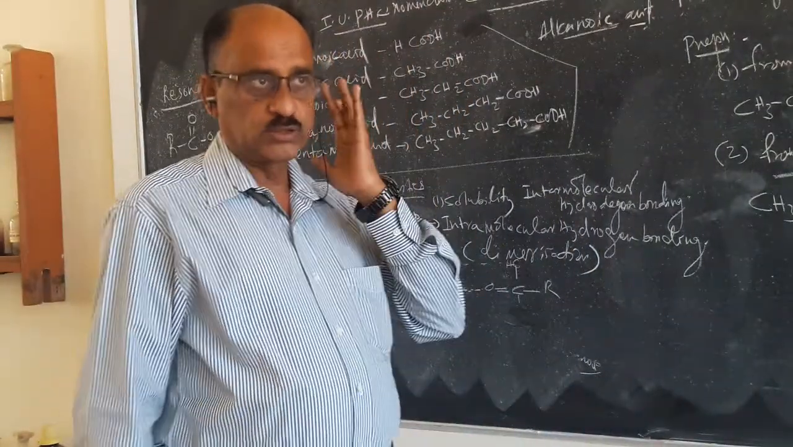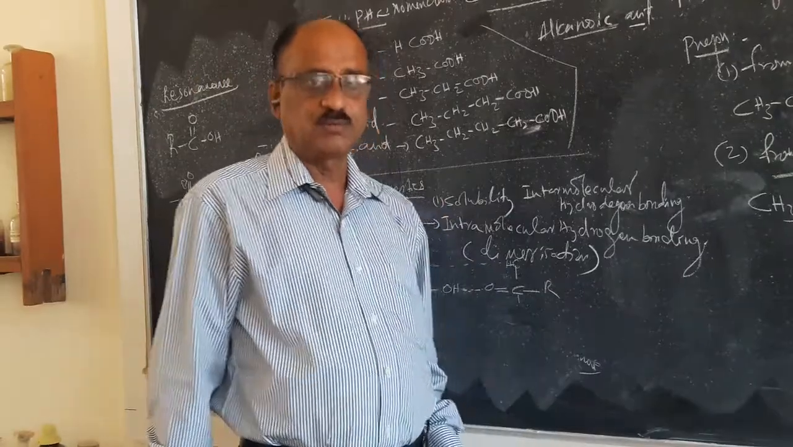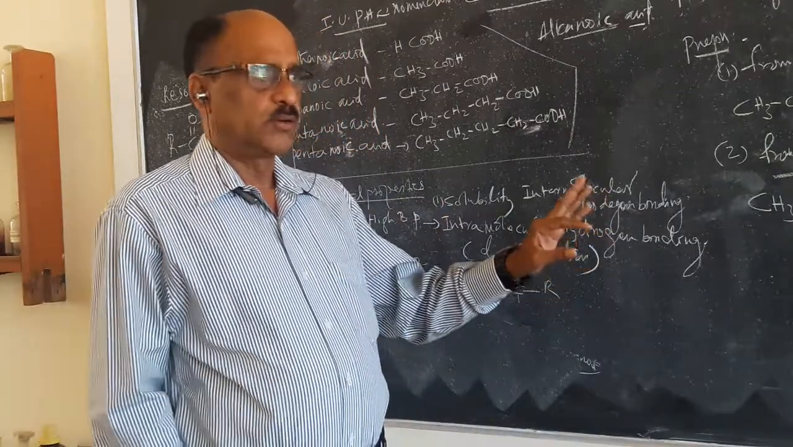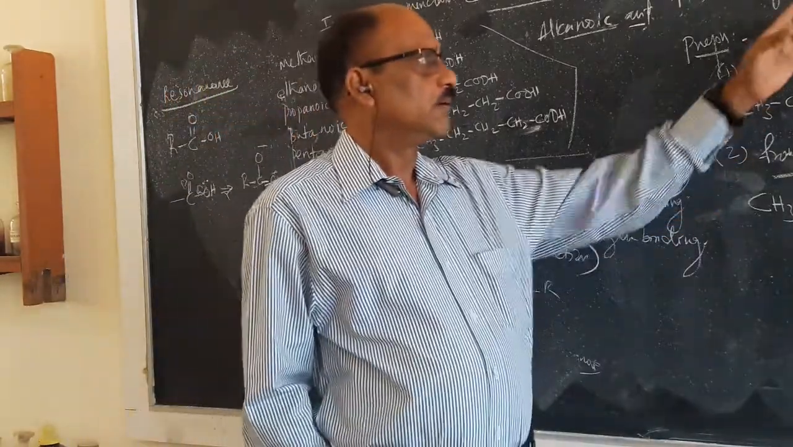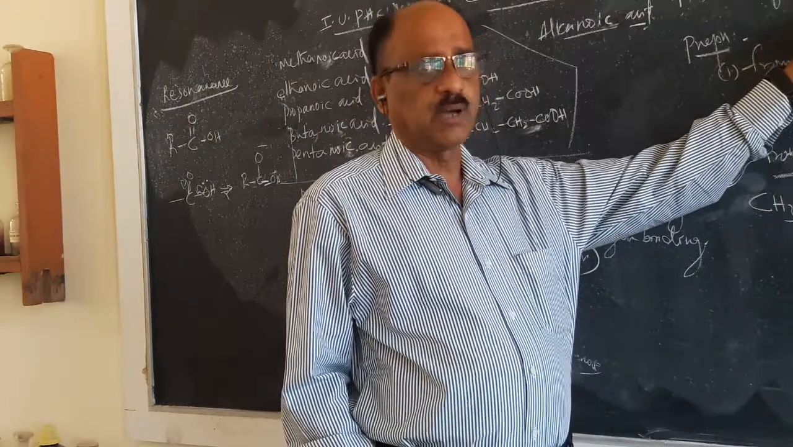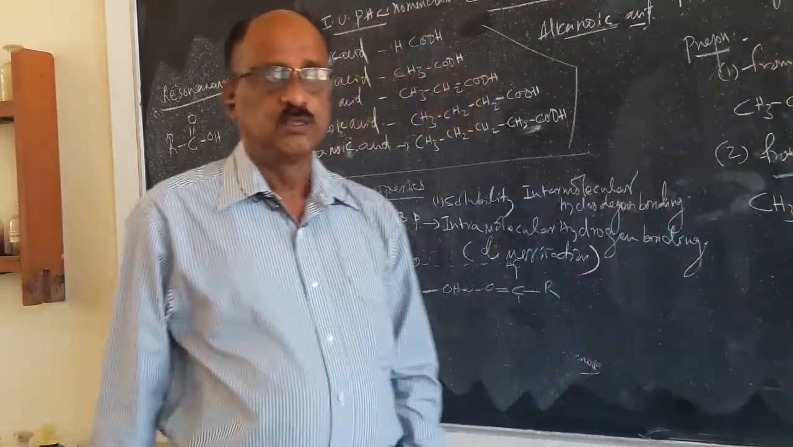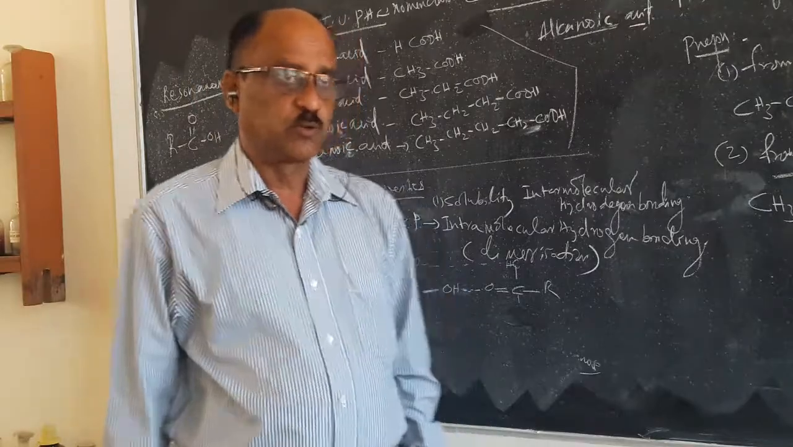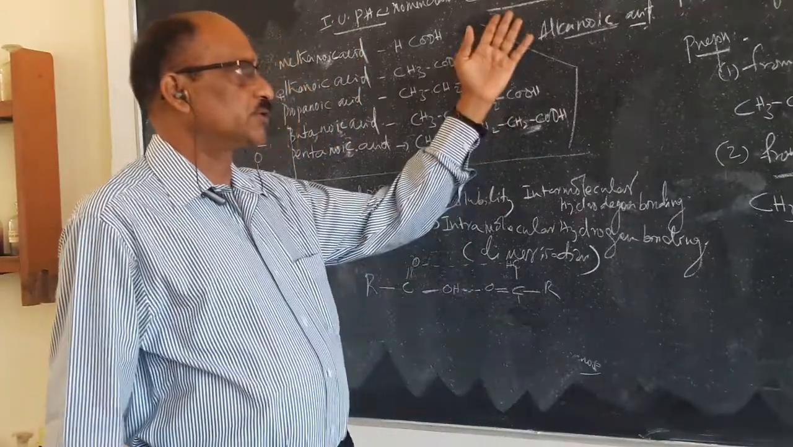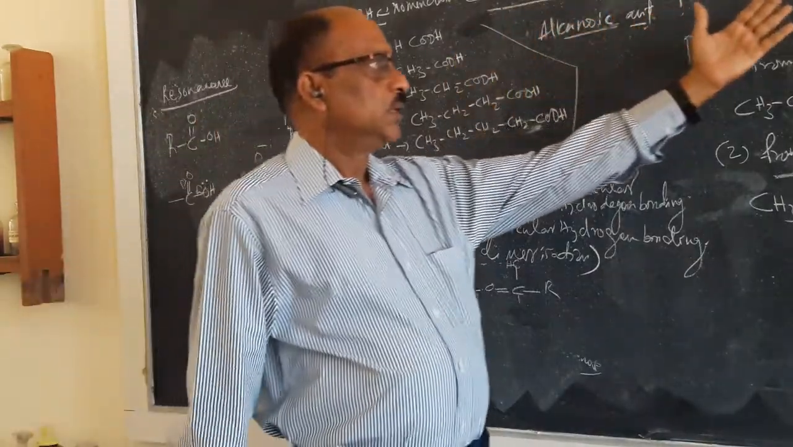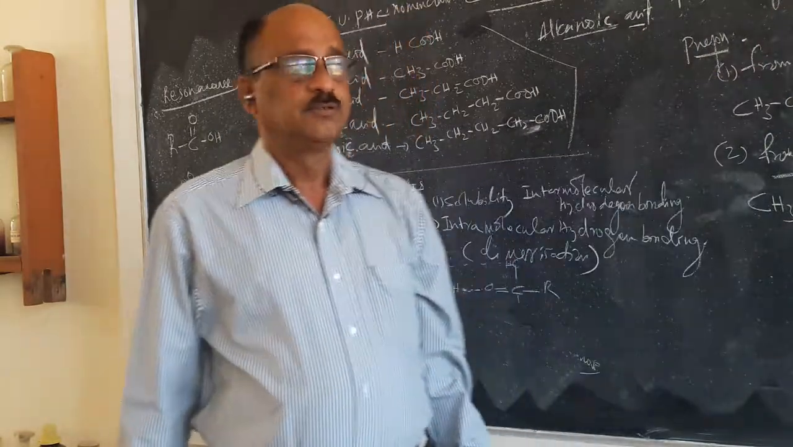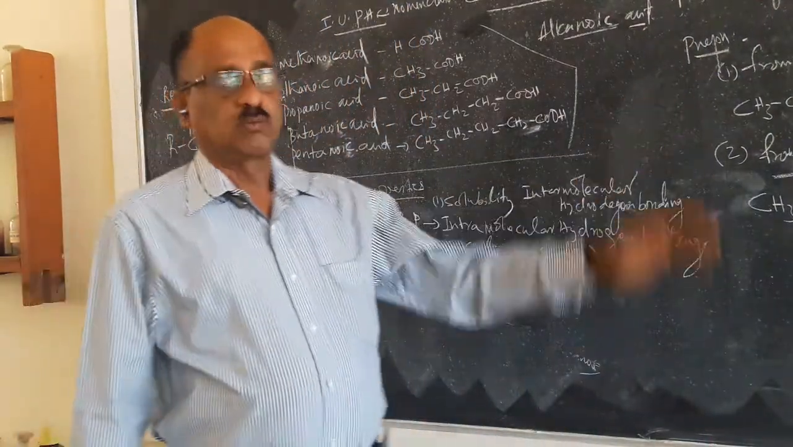Previously in the older books it was written as carboxyl group. Both are okay, but under the new studies, the name has been changed to carboxy group. It was carboxyl group previously. Carboxylic acids contain the functional group COOH, which is known as carboxy group.